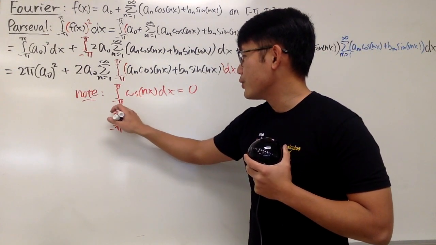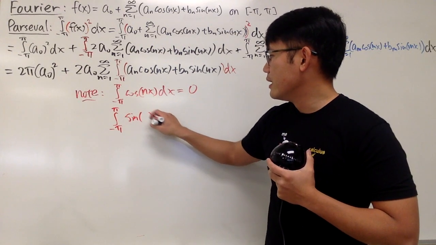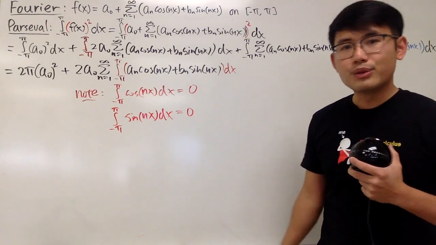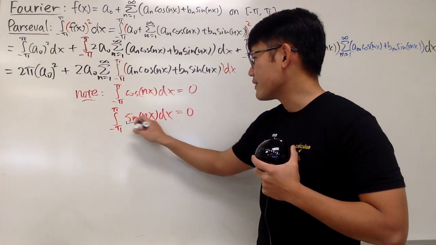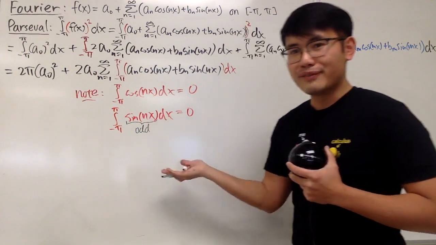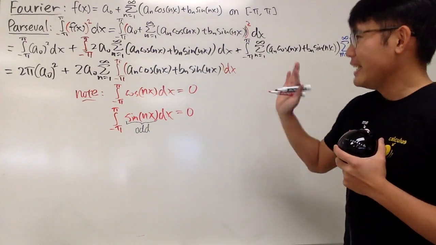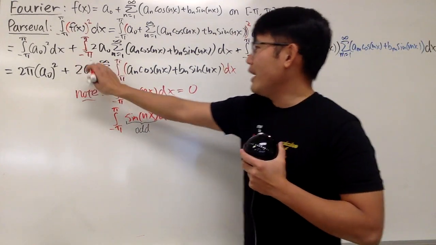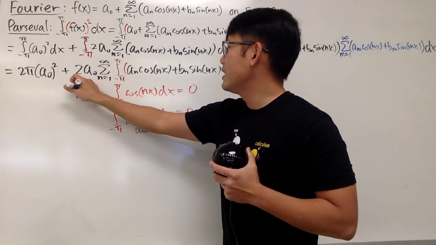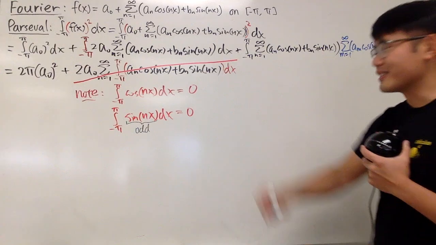Now, let's look at the other one. Negative pi to pi, we have sine of nx. This also is just 0. Why? Because sine is an odd function. And when you have nx in the sine, that's still an odd function. When you integrate an odd function from negative pi to pi, you get 0. So, in fact, you have 2a0 times a summation of a bunch of zeros. Everybody here, the second term is just 0. So, bye-bye for the second term.